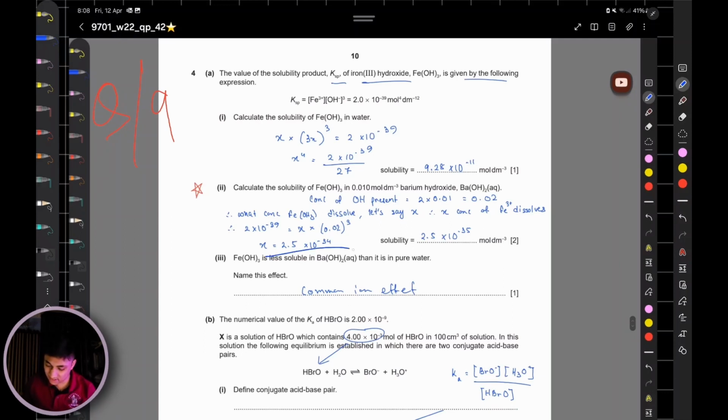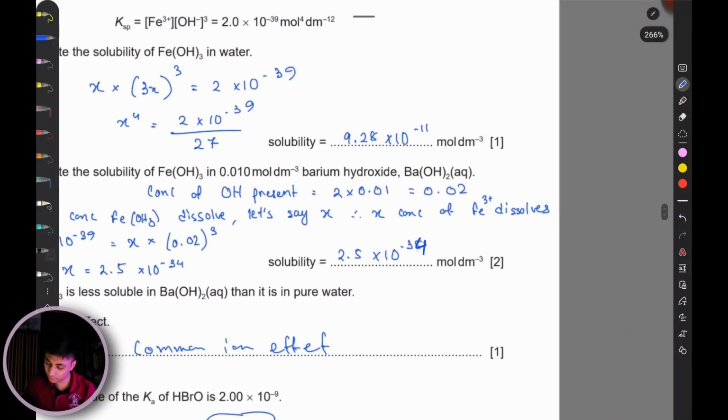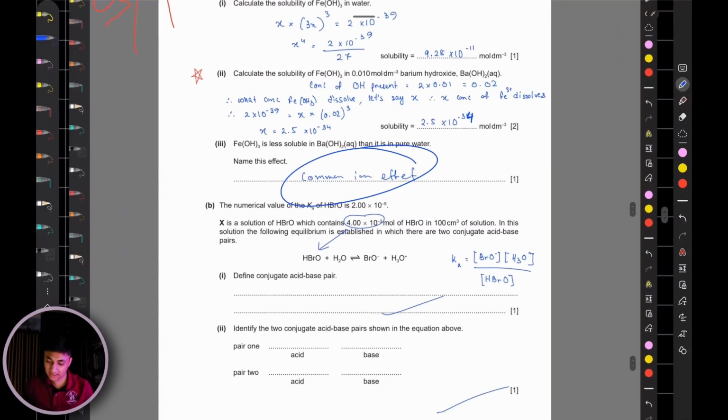So that is your concentration of iron 3 hydroxide that dissolves into your new solution of barium hydroxide. Okay, so the final answer is actually going to be 2.5 into 10 to the power of minus 34, but I don't know why I wrote 35 over here. I just pre-checked. Anyways, so the final answer of the solubility of iron hydroxide in barium hydroxide solution is going to be 2.5 into 10 to the power of minus 34. And what is this effect called? Common ion effect. Very simple. Rest of the questions are easy.